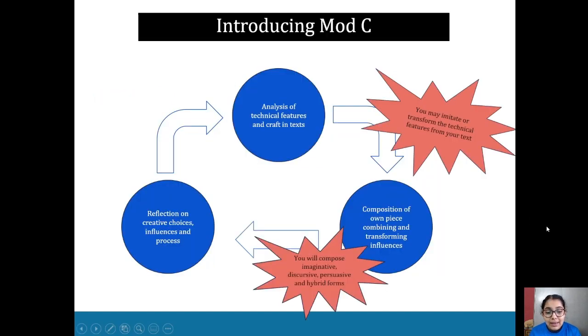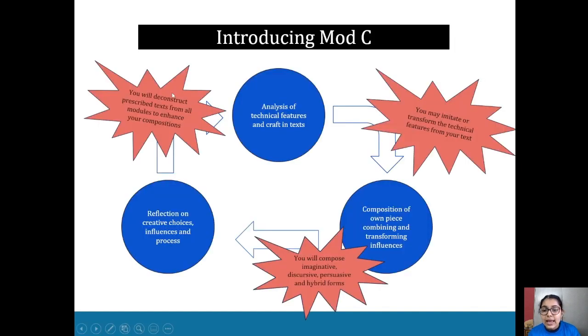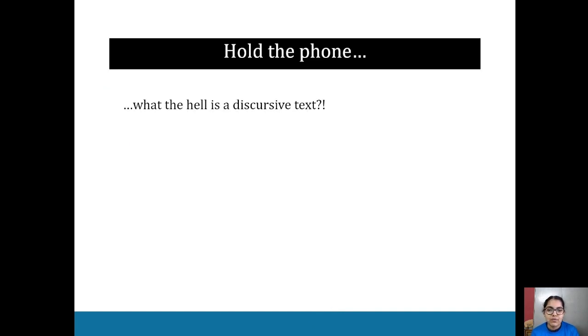Then composition. We analyze technical features and craft in the text, and then we compose our own piece which combines the transforming influences. Then we reflect on those choices. So you will compose imaginative, discursive, persuasive, and hybrid forms. You are allowed to create an imaginative discursive; that works too. So, reflection on creative choices. And then you will deconstruct prescribed texts from all modules to enhance your composition. You can look at different ideas from all the different texts that you've studied in all the different modules in order to enhance your writing.